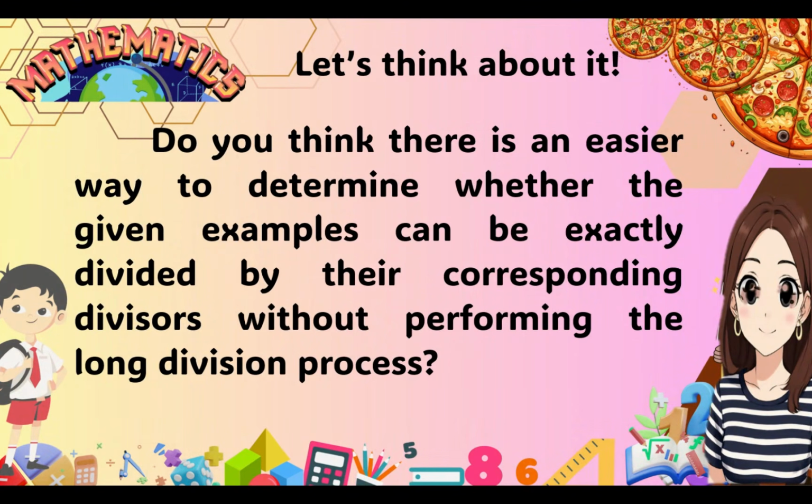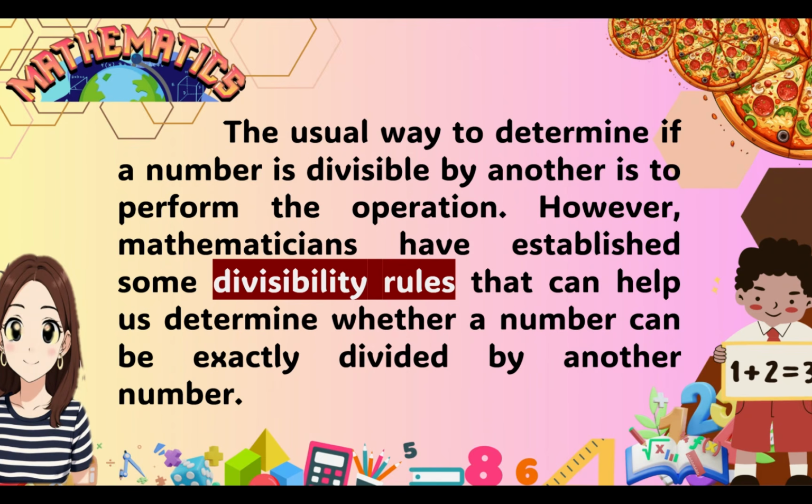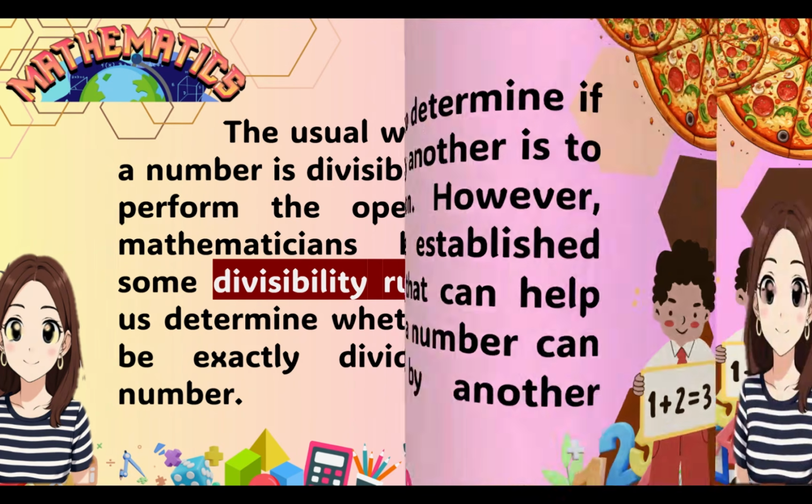Now let's think about it. Do you think there is an easier way to determine whether the given examples can be exactly divided by their corresponding divisors without performing the long division process? The usual way to determine if a number is divisible by another is to perform the operation. However, mathematicians have established some divisibility rules that can help us determine whether a number can be exactly divided by another number.